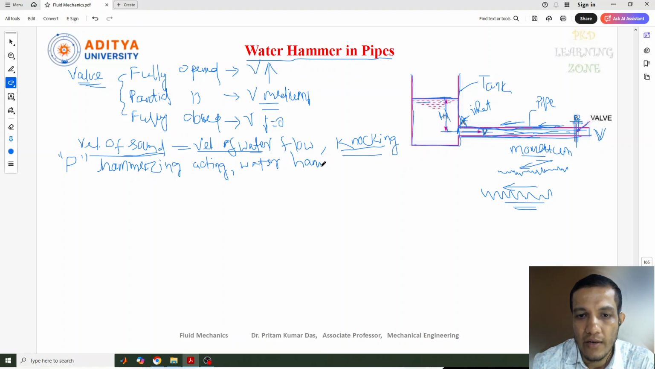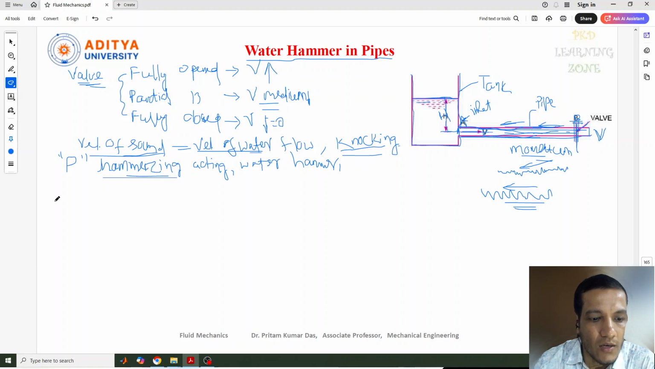So what does it mean? It means the knocking which is formed due to the reverse flow of the fluid, or the momentum which was stopped here, and due to that a high pressure wave formation happened, and due to that knocking was created. Due to this high pressure wave, the hammering effect will also be there, and that is called water hammer.